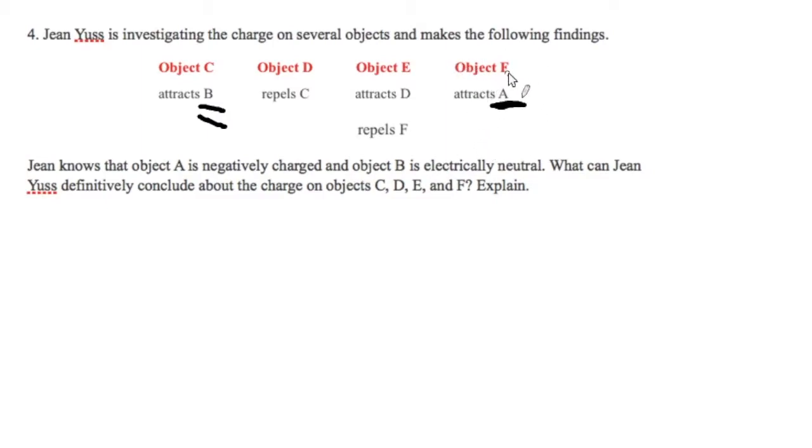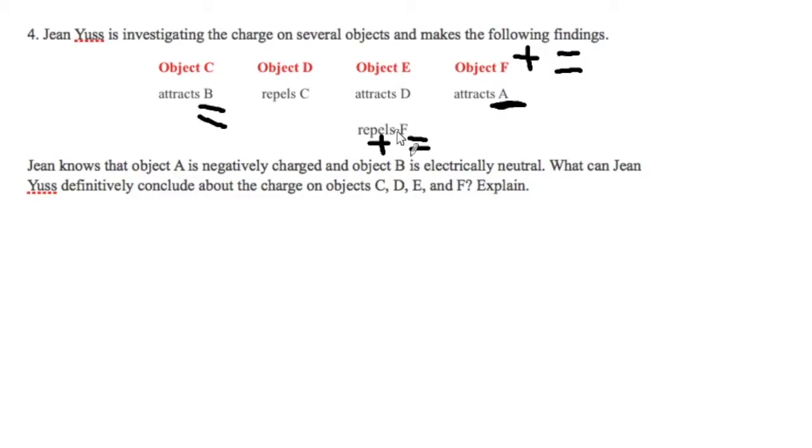So right here we have object F. Let's start from this side. We have object F and it attracts A, and A is negative. So what can object F be? Well, it can be positive because 2 opposite charges will attract each other. But it can also be neutral, because a neutral object and a charged object will also attract each other. So knowing this, why don't we go over here? We know object F has to be positive or neutral.